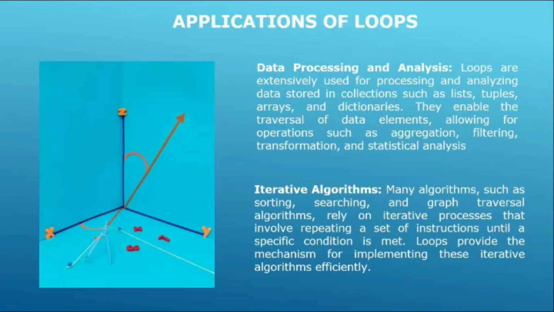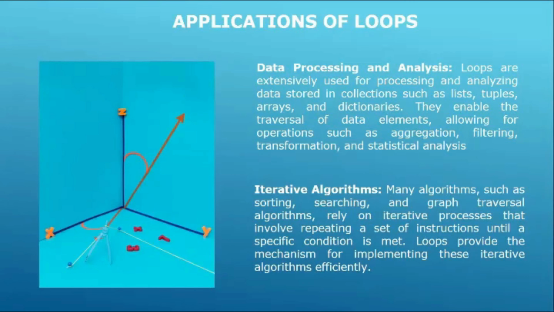Talking about the next part, iterative algorithms. Many algorithms such as sorting. The data structure consists of most of the sorting techniques, searching techniques, and graph traversal. Sorting techniques may be ascending order sorting or descending order sorting. Searching is nothing but binary search, linear search. Also in sorting, we have bubble sort, merge sort. All these sorting techniques come in the data structure.